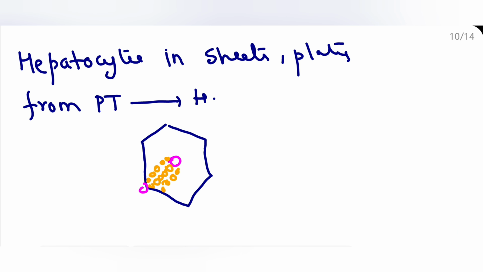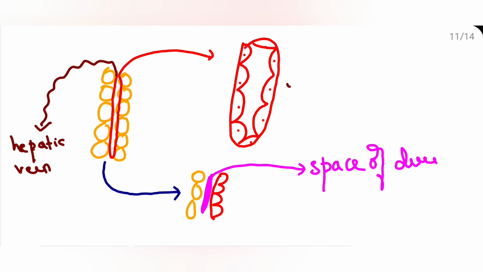The hepatocytes in this hexagon, in this lobular architecture, run in sheets and anastomosing plates. They run from the portal triad to the hepatic vein, in sheets or anastomosing plates. Now, these are the hepatocytes. In between the hepatocytes, what do you see here? These are sinusoids. If you magnify the sinusoid, you will see it is lined by endothelial cells.